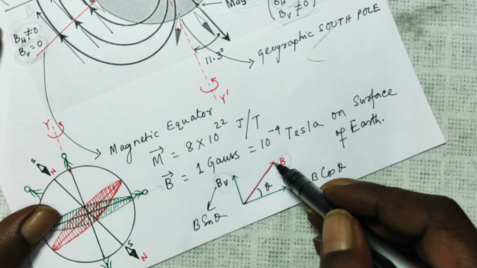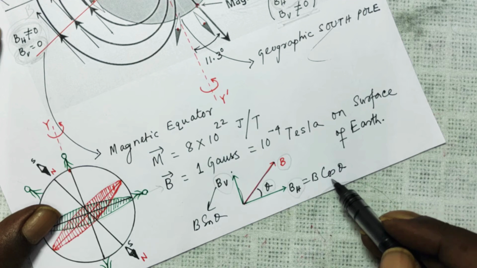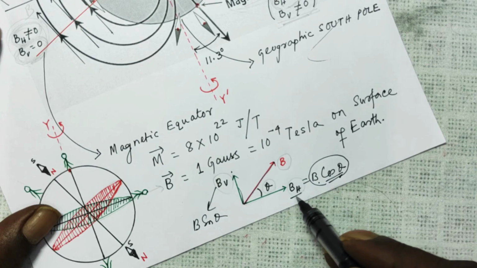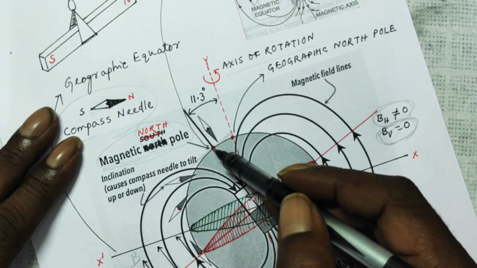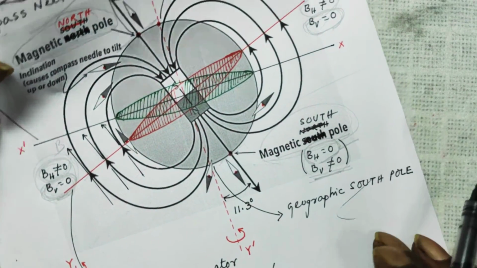So if the magnetic field, this B, is pointing to this side, then theta is 90. If theta is 90, then cos 90 is 0. Cos 90 is 0, and 0 times this is 0. Meaning the horizontal component is 0. That is, here the needle will be totally vertical. Here the needle will be totally vertical.